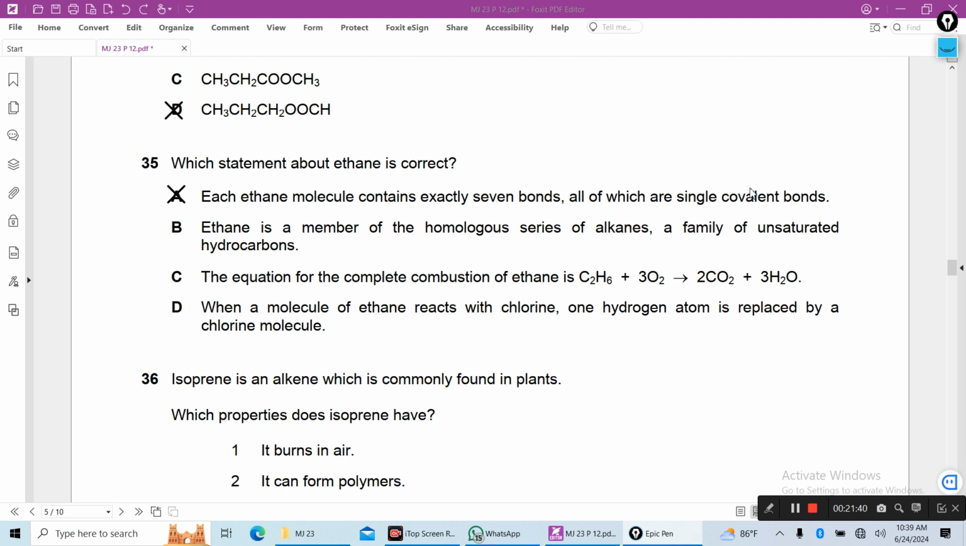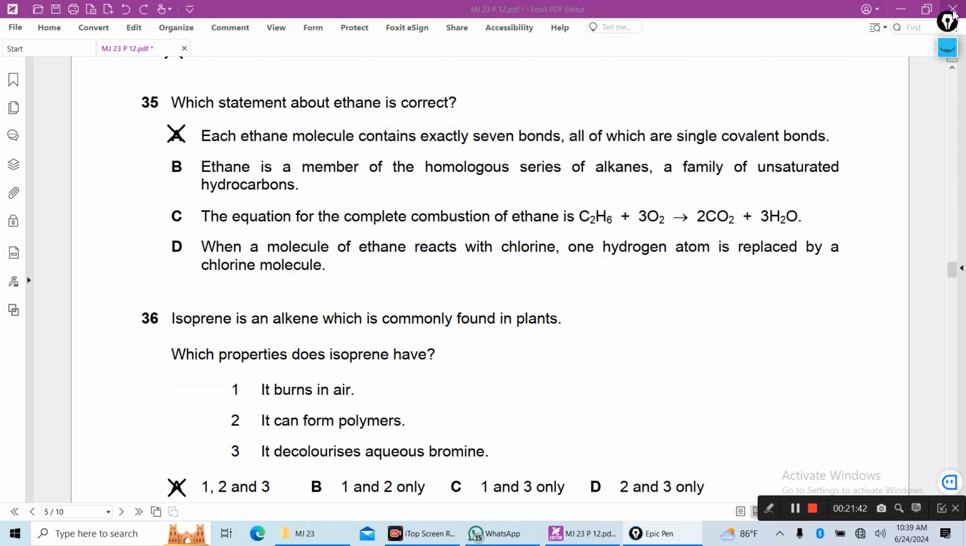Next, which statement about ethane is correct? Ethane is an alkane, a 2-carbon alkane. Each ethane molecule contains exactly 7 bonds, all of which are single covalent bonds. So if you draw the displayed formula of ethane, you will get the answer.